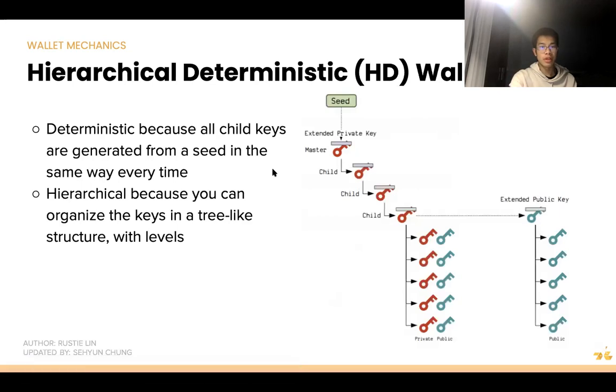Let me talk about HD wallets, or hierarchical deterministic wallets. They're deterministic because all keys are generated from a seed in the same way every single time, usually through a mathematical hash function, which should give you the same answer every time you run it. It's hierarchical because you could organize the keys in a tree-like structure. You have your seed, you hash it once for your master, and then you keep hashing it to get your child keys. You also have your extended public key, which you could hash again, which makes it easy to determine your keys because you just hash through different hash functions each time.